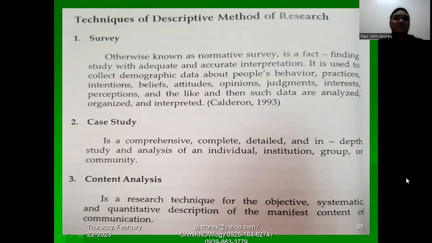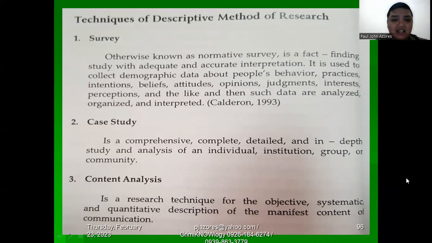First is the survey. Survey, otherwise known as the normative survey, is a fact-finding study with adequate and accurate interpretation. It is used to collect demographic data about people's behavior, their practices, their intentions, their beliefs, attitudes, opinions, judgments, interests, perceptions, and so on and so forth. By gathering those perceptions or those data, we can now analyze, organize, and then interpret. So that's how surveys are being used under the descriptive method.